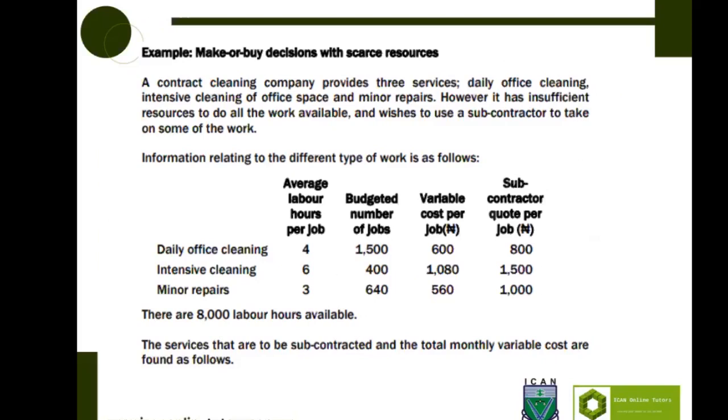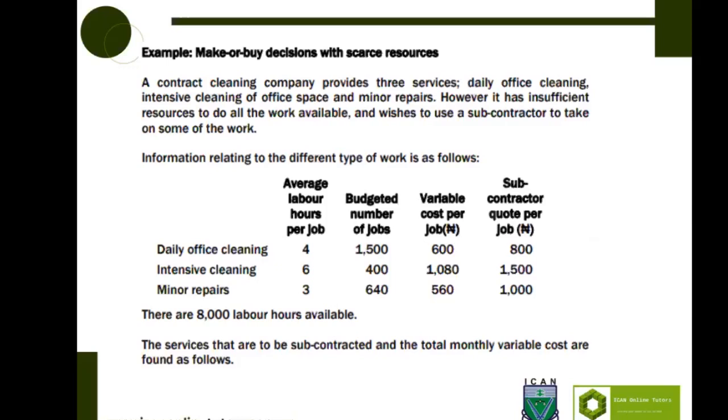Right, so a contract cleaning company provides three services: daily office cleaning, intensive cleaning of office space, and minor repairs. However, it has insufficient resources to do all the work available and wishes to use a subcontractor to take on some of the work. Information relating to the type of work is as follows: labor hours per job, budgeted number of jobs, variable cost per job, subcontractor quotes per job.